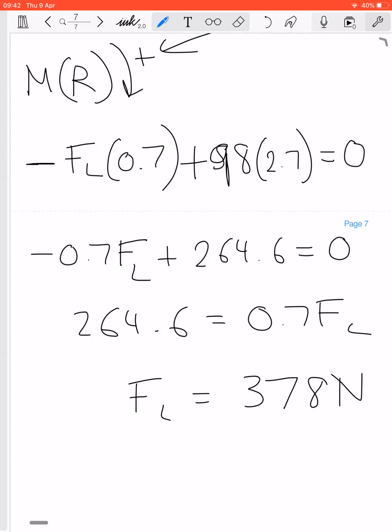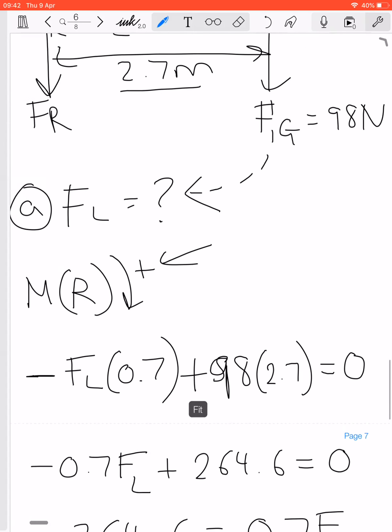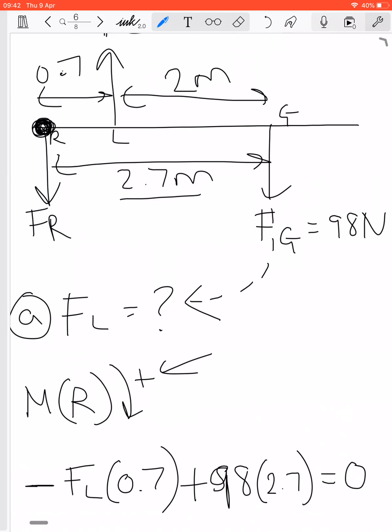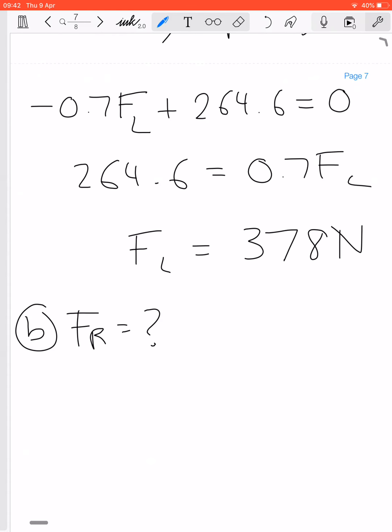So we've done that first bit. Good job. Okay, next one, part B. They are looking for FR. So part B is now looking for FR. Now, we've got rid of one of our unknowns. So we could do it by simple understanding that all of the upwards forces equal all of the downward forces. So we could just say that the upward force of FL must equal the downward forces of FR plus FG. So we could do that and then rearrange.